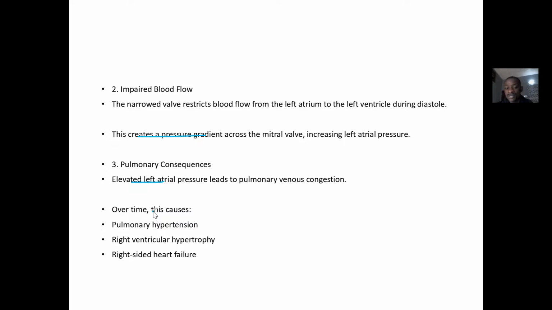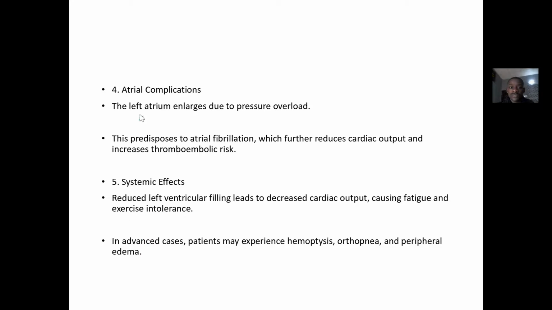This causes pulmonary hypertension and right ventricular hypertrophy, because the right side is working too much to compensate for the failure of the left side. Eventually the right side also fails. The left atrium enlarges due to pressure overload, which predisposes it to atrial fibrillation. Reduced left ventricular filling leads to what? Decreased cardiac output, causing fatigue and exercise intolerance.